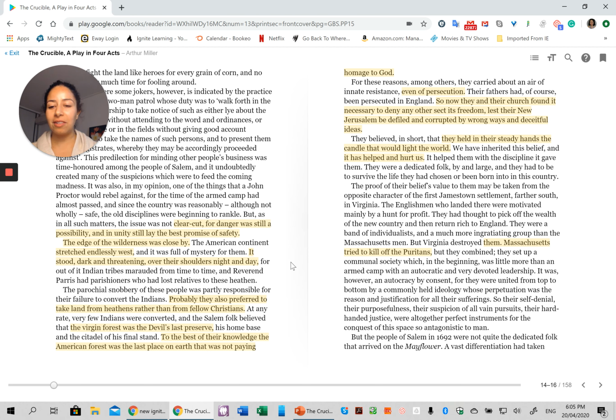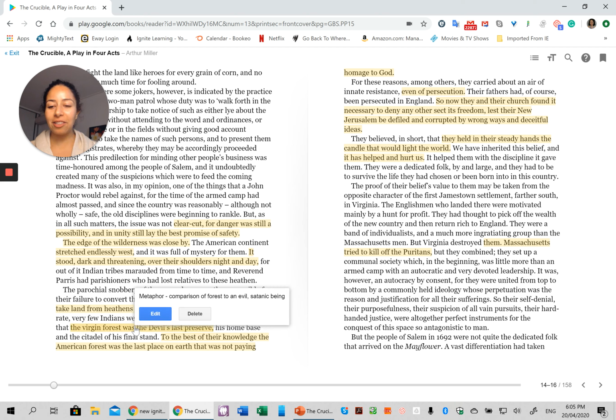It says, "for out of it, Indian tribes were raided from time to time, and Reverend Parris had parishioners that had lost relatives to these heathens." So they're really scared about, obviously, people coming to the devil and so forth.